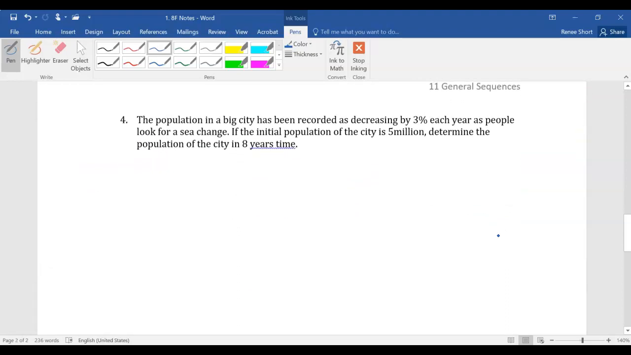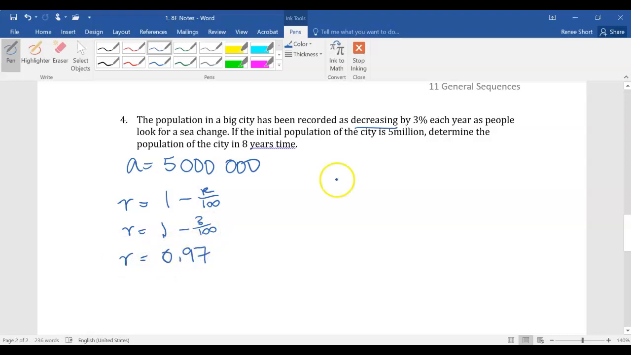So we've got here the population in a big city has been recorded as decreasing by 3% each year as people look for a sea change. If the initial population of the city is 5 million, determine the population of the city in 8 years' time. So I want to be able to generate a rule here and then use the rule. Now, it says here the initial population is 5 million, so my a value is 5 million. And r, remember in this case, because it's decreasing, it's going to be 1 minus capital R over 100. Decreasing by 3% each year, so it's minus 3 over 100, so this becomes 0.97.